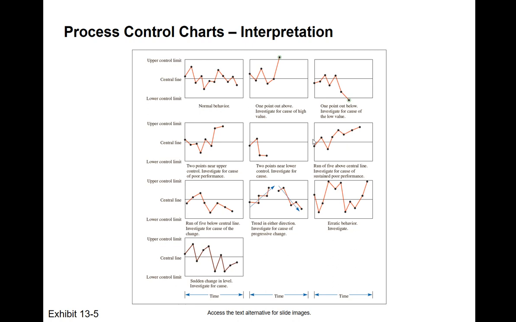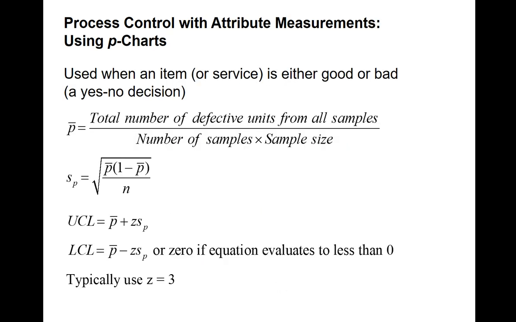And this is an interpretation for the process control charts. Whatever control chart you choose, you may meet these situations. So how do you interpret your control chart, what kinds of information can you obtain? You can follow the pictures over there. And now we move to how to compute a P chart. This is an attribute control chart.